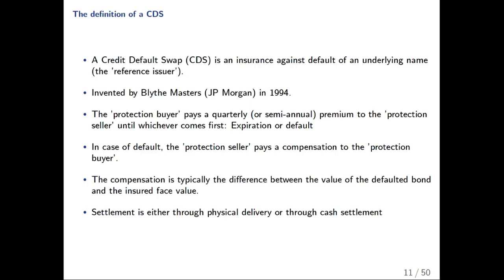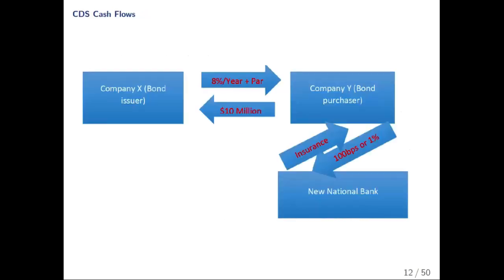So the premium is paid regularly. However, conditional on default, the protection seller has to compensate the protection buyer by replacing the par value of the bond. Okay. So, what does it look like? It looks something like this. Typically, we think about companies issuing debt.